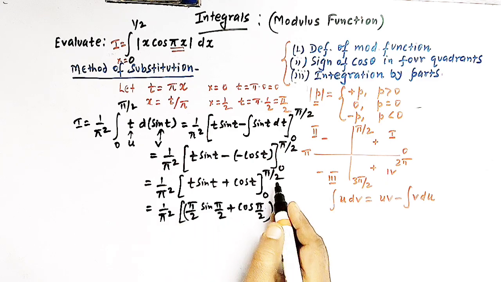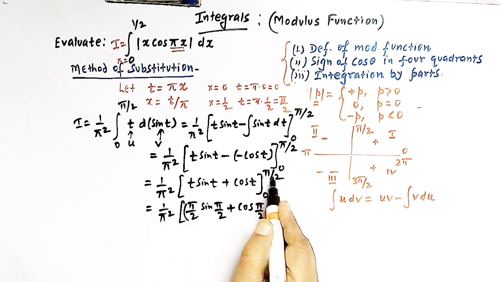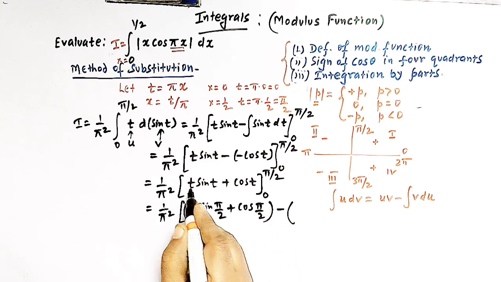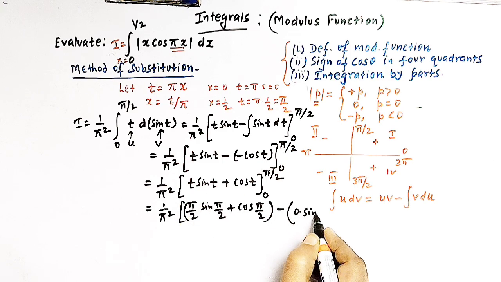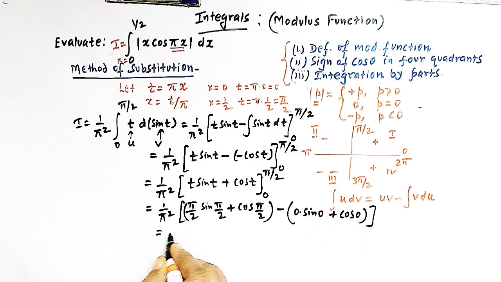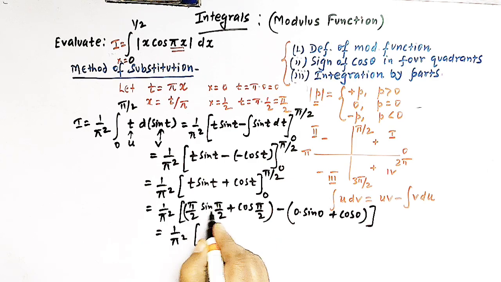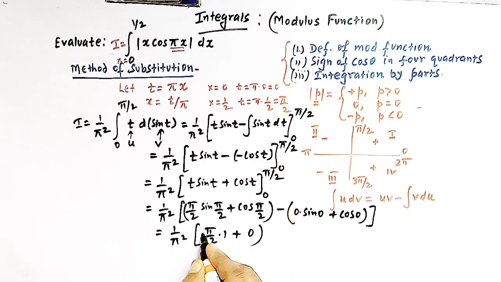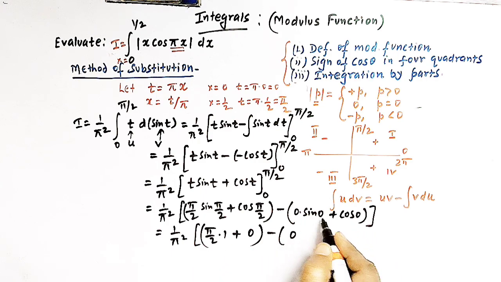So first we have here t is equal to pi by 2, and then we substitute t is equal to 0. Then here we have 0 times sine 0, and then cos of 0, right? Okay, now let us simplify it. So 1 over pi square, and here we have sine pi by 2 is 1. So we have pi by 2 times 1, and cos pi by 2 is 0. And here this term is 0. Sine 0 is 0, and then we have cos 0 is 1.